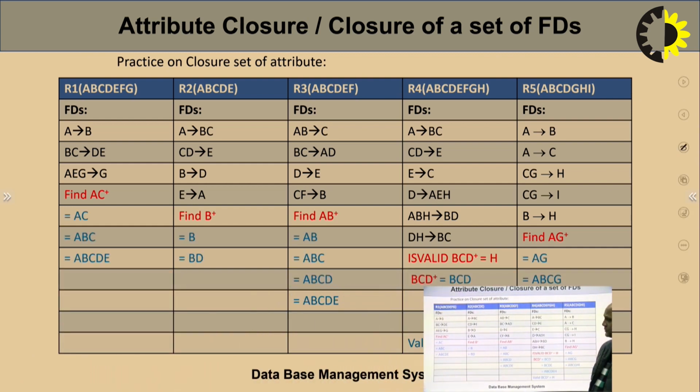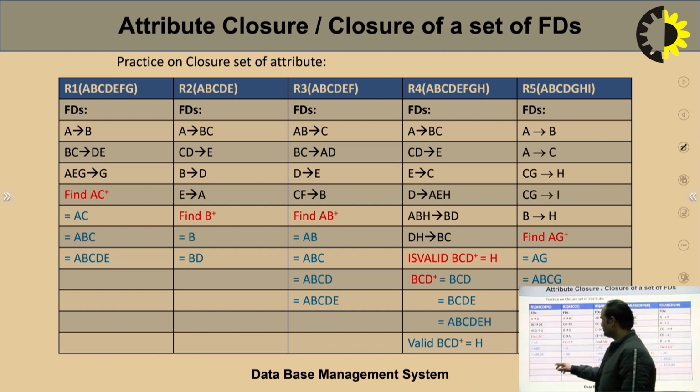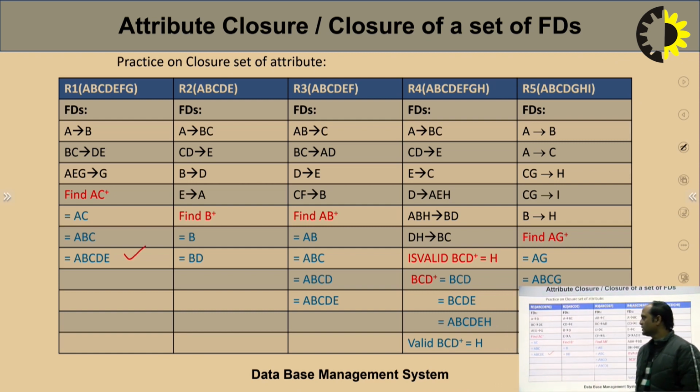So these are the solutions. In the first solution, we find the closure of AC+, which is ABCDE, that is the closure under R1. In R2, we find the closure of B+ is BD. Third, we find the closure of AB+ is ABCDE. Then the closure of BCD+ is H. In the last, we find the closure of AG+ is this one.